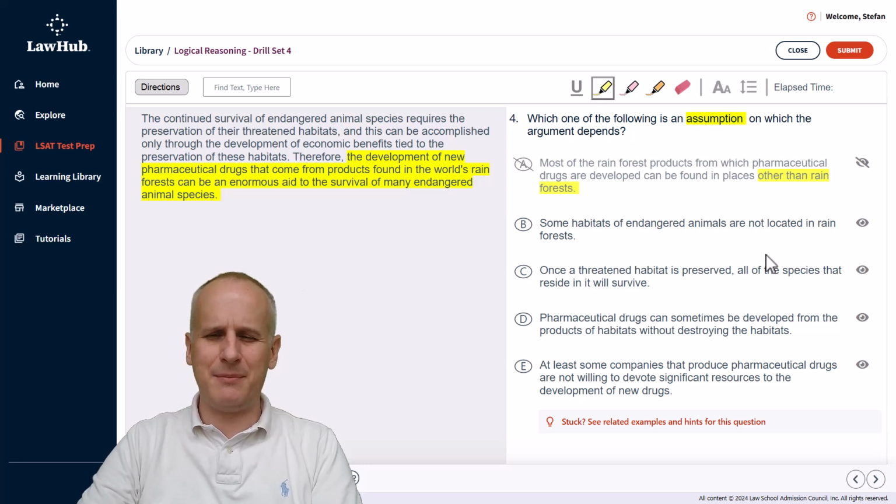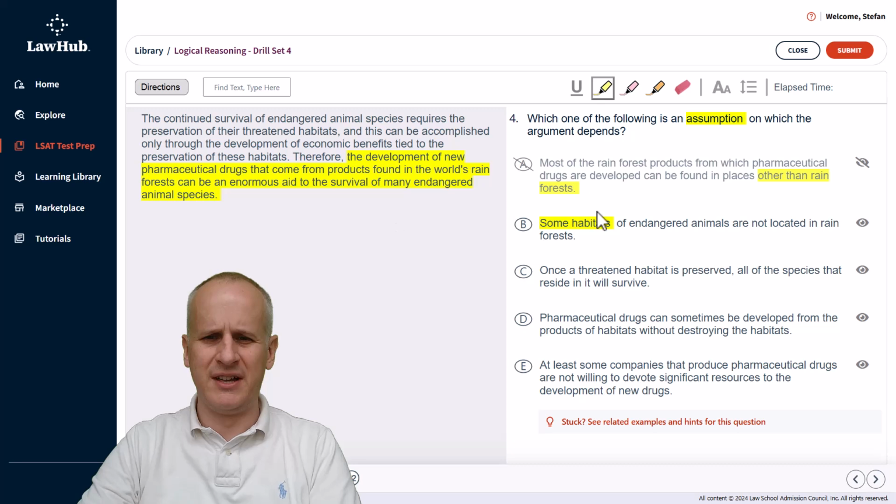Then choice B, some habitats of endangered animals are not located in rainforests. Okay, wonderful. Some habitats. Which habitats? We're only concerned with making sure that many endangered animal species survive. So these other habitats, I mean, that's incredibly vague. It needs a bunch of additional information to relate to the argument at hand. So we should be able to eliminate B almost immediately again.